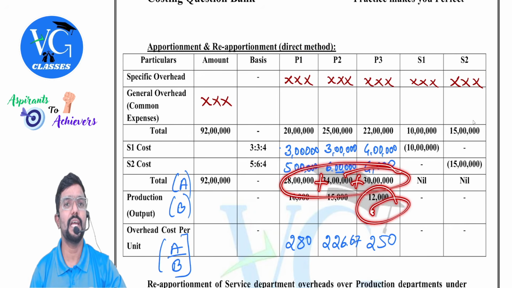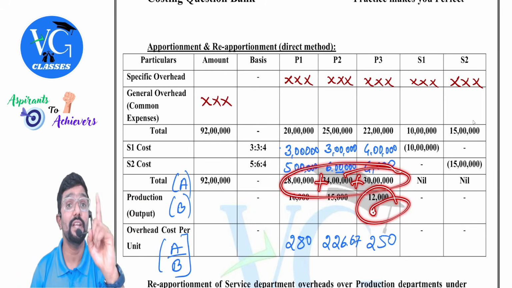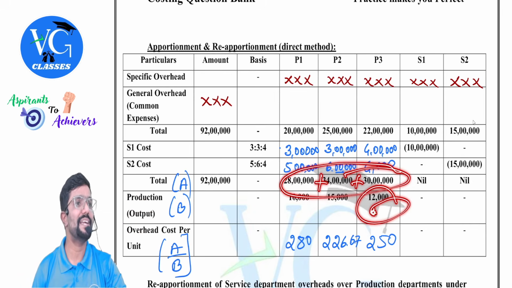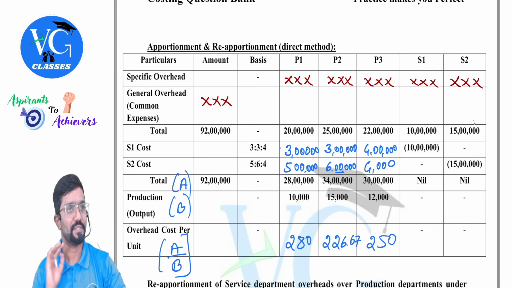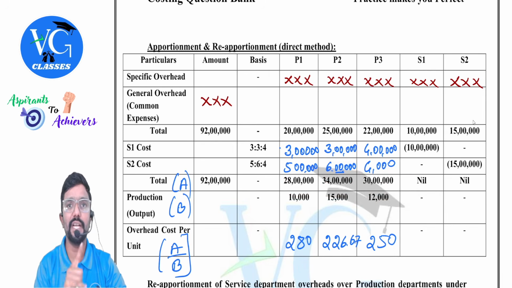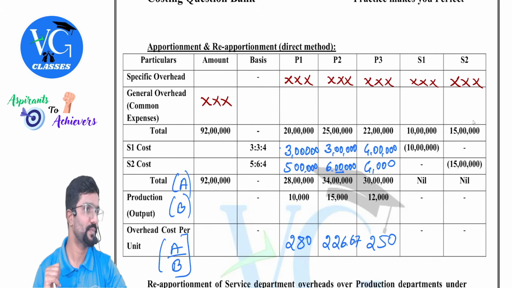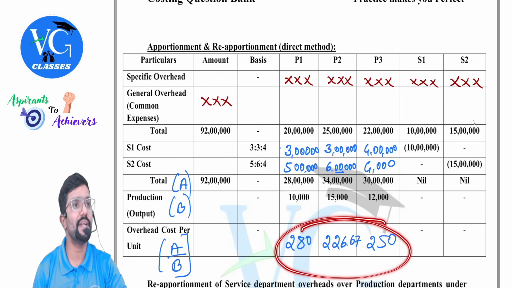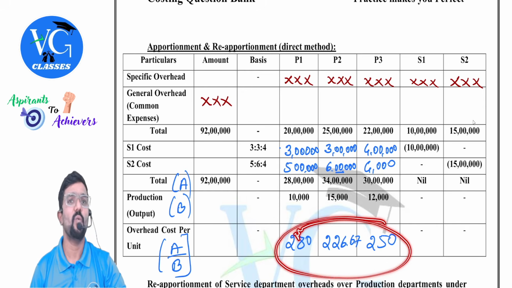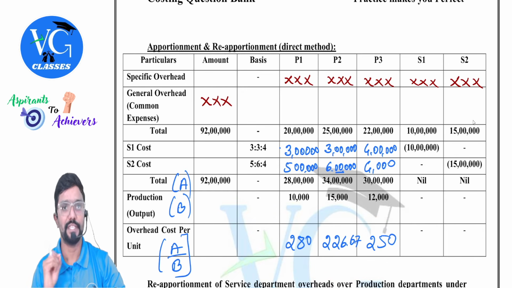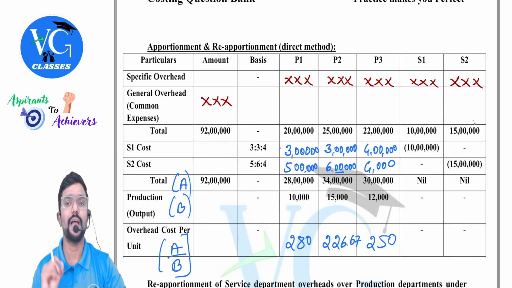So now are we getting one rate for the entire company or one rate for each department? One rate for the entire company. We call it the blanket overhead rate. When we are following one rate for the entire company as a whole, or the entire factory as a whole, we call it the blanket overhead rate, guys. In the previous case, we have a separate rate for each department. What do we call it? Departmental overhead rate.